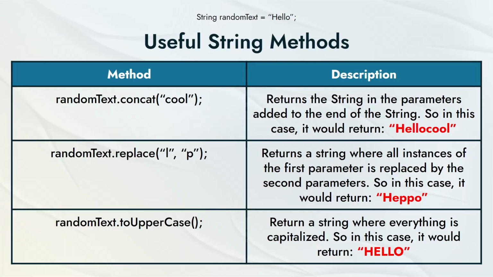So here are some useful string methods. Before we look at the methods, please pay attention to the top of the screen. Let's just say, for the sake of understanding the methods, we already have a predefined variable called randomText, which has the value of hello. String randomText equals "hello".